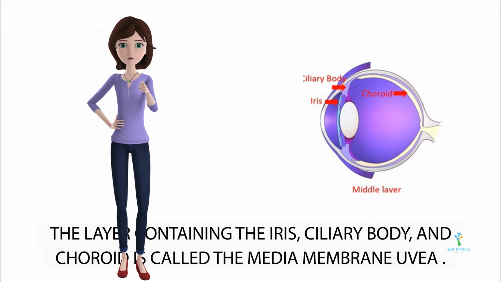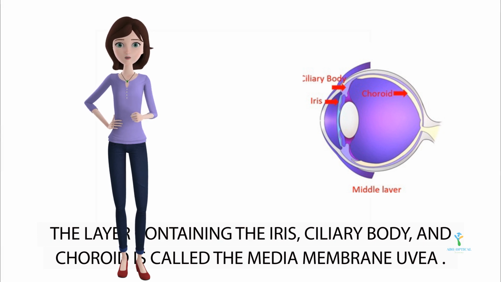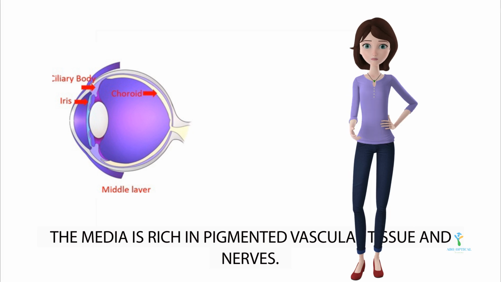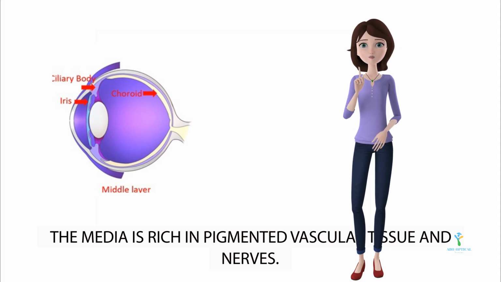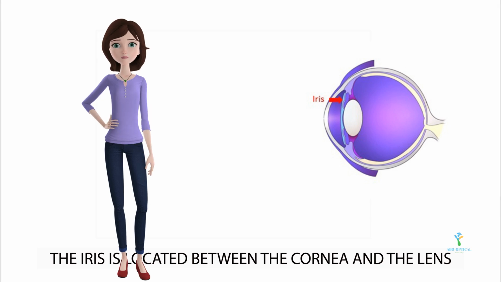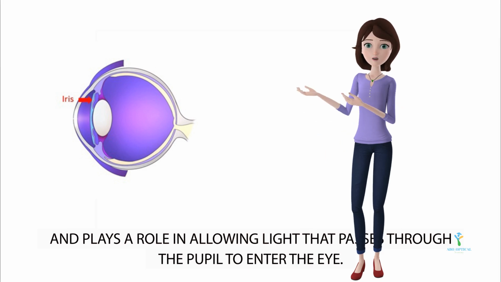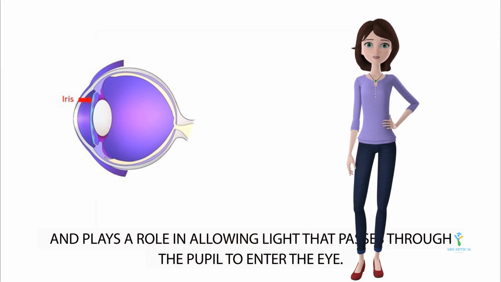The layer containing the iris, ciliary body, and choroid is called the middle membrane, the uvea. The uvea is rich in pigmented vascular tissue and nerves. The iris is located between the cornea and the lens and plays a role in allowing light that passes through the pupil to enter the eye.